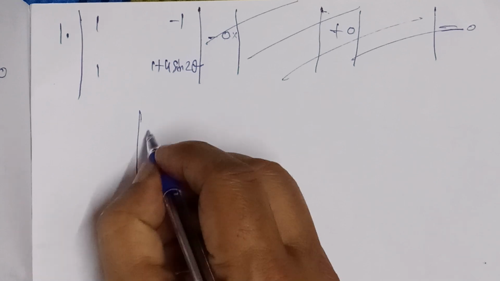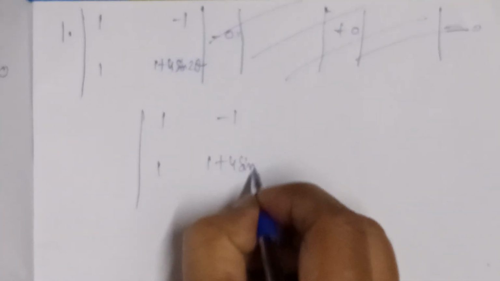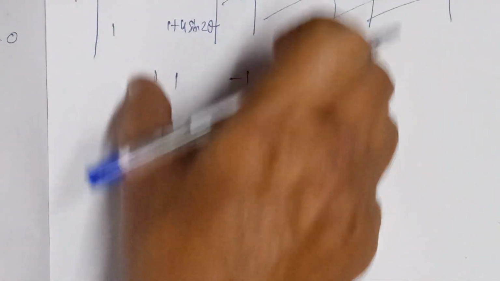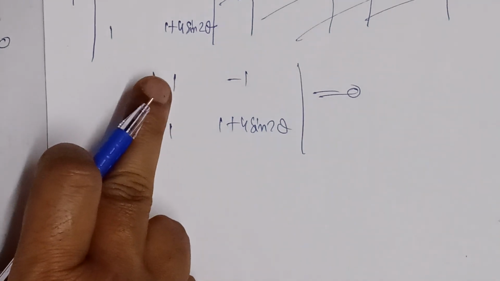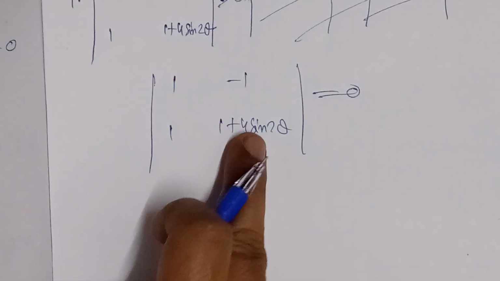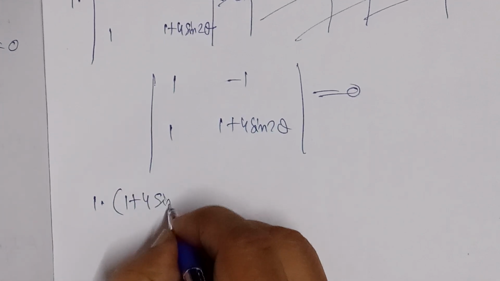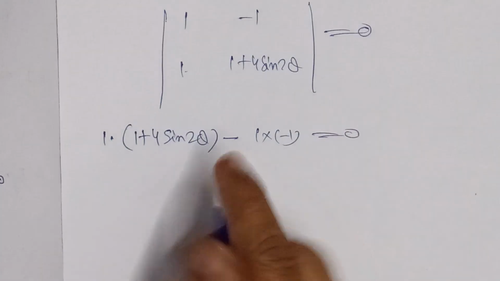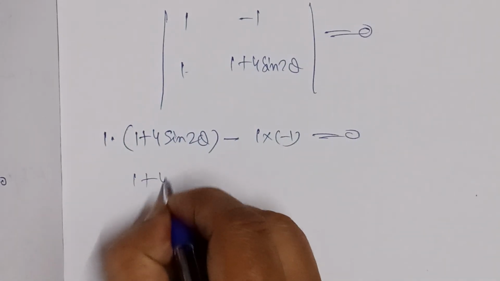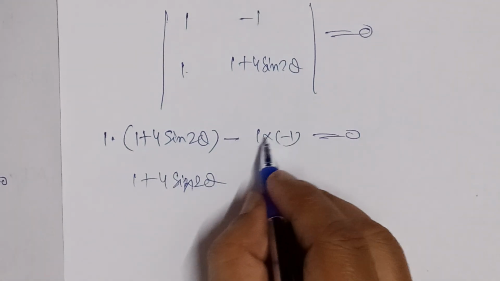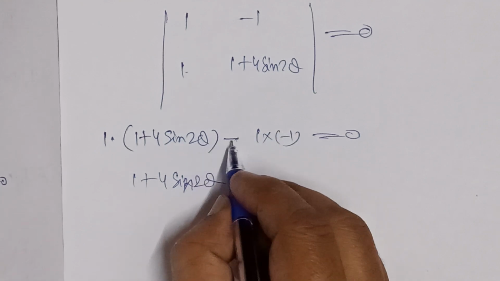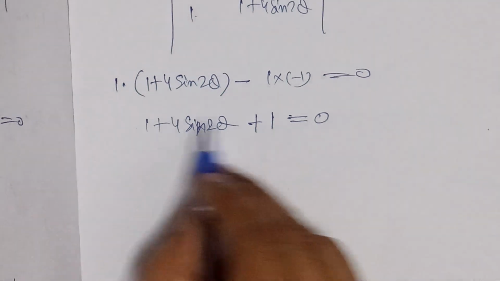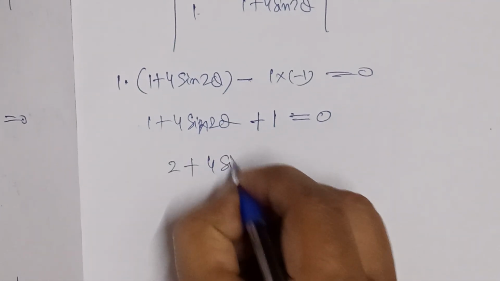When 1 is multiplied to this value, we get 1, minus 1, 1, plus 4 sine 2 theta. You have to write only this value after this, on expanding the second order determinant. We know that we cross multiply: this multiplied by this, 1 multiplied by 1 plus 4 sine 2 theta, minus this multiplied by this, 1 multiplied by minus 1, equal to 0. 1 multiplied by this value, we get 1 plus 4 sine 2 theta, and 1 into minus 1 is minus 1, and minus times minus is plus 1, so it is equal to 0. 1 plus 1 becomes 2, so 2 plus 4 sine 2 theta is equal to 0.